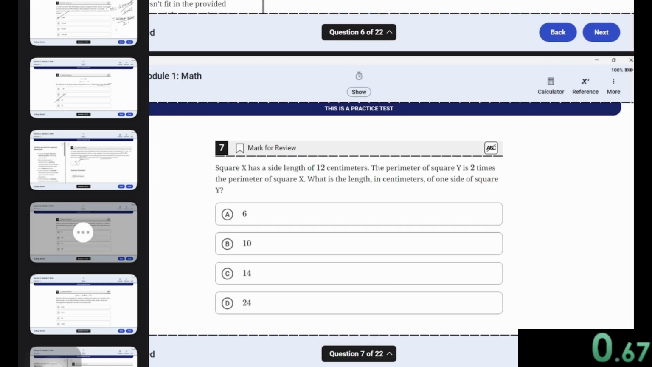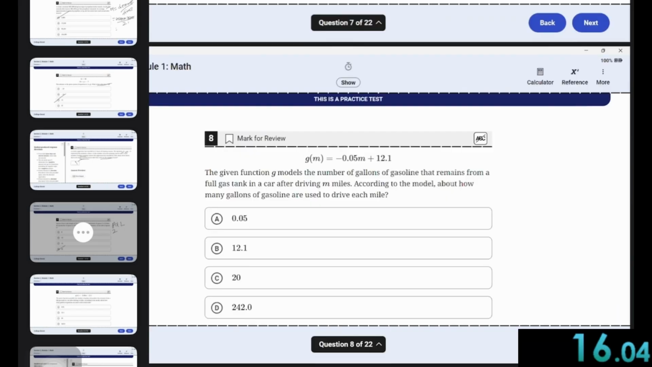Square x has side length of 12 centimeters. Perimeter of square y is 2 times the perimeter of square x. What is the length in centimeters? All right, this is nothing but, we know that perimeter is directly proportional to length, right? So if the perimeter is twice, which means the length will also be twice. 24. Cool.